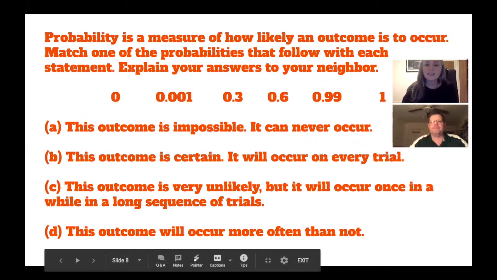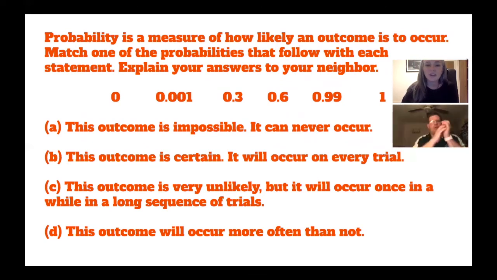Stick with me. Probability is the measure of how likely an outcome is to occur. Match one probability to each of the following statements. Explain the answers to your neighbor. You can tell that I stole this from last year, when she was actually teaching people in person. So we'll pretend like we're each other's partner.